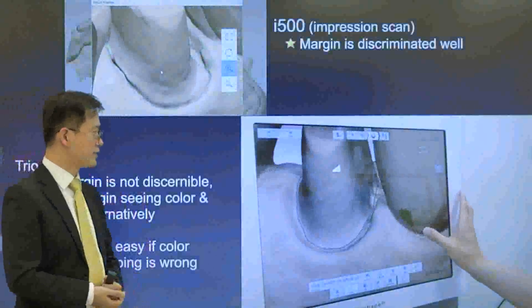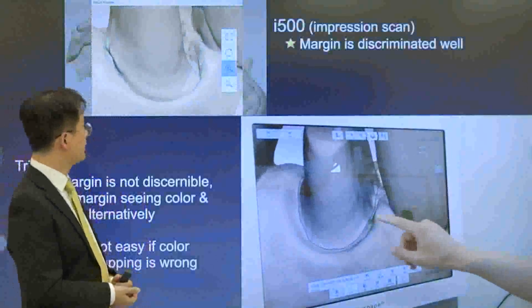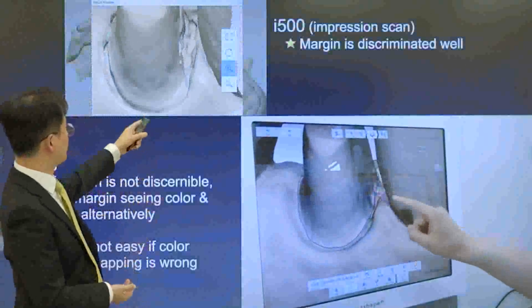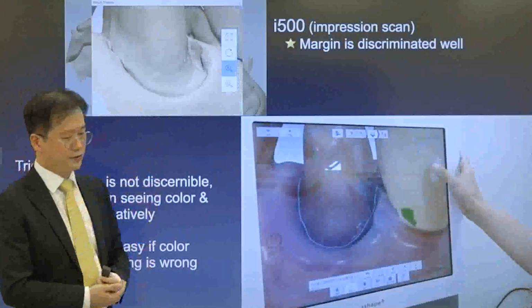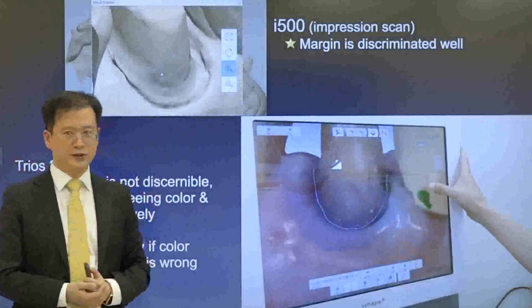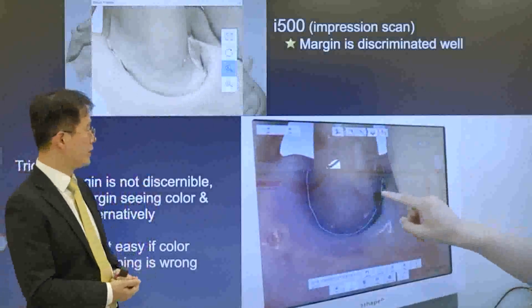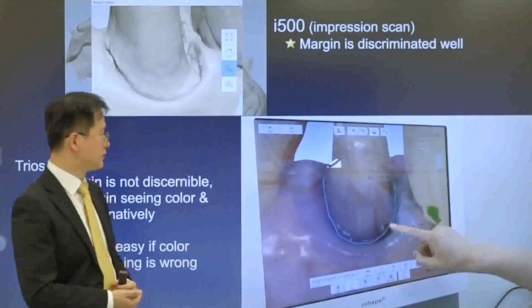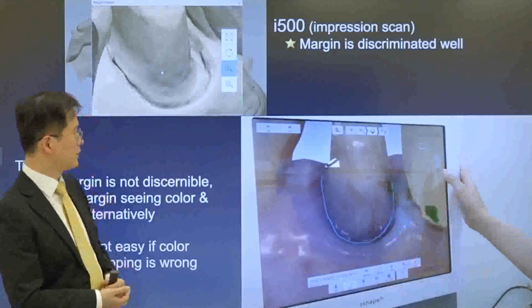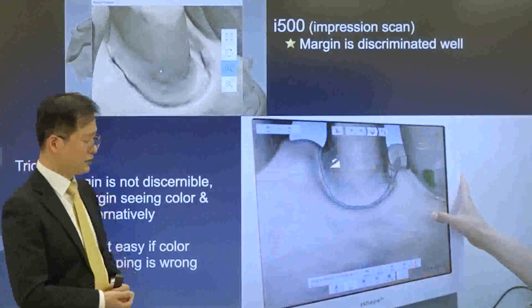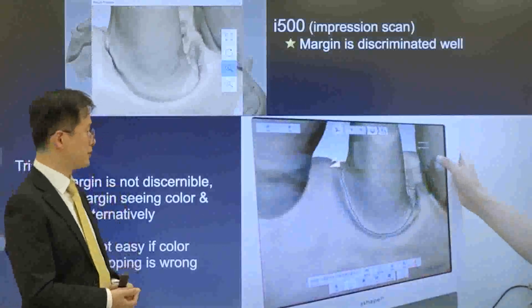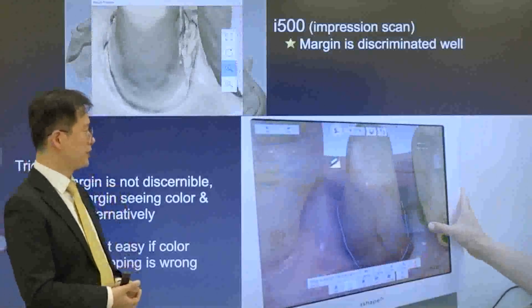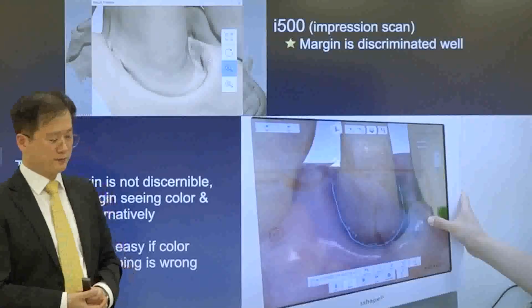And clinicians must know that the margin may not be clear when we examine the intraoral scan data, and often we have to turn on and off the color feature to discriminate between the actual abutment tooth structure and gingiva.